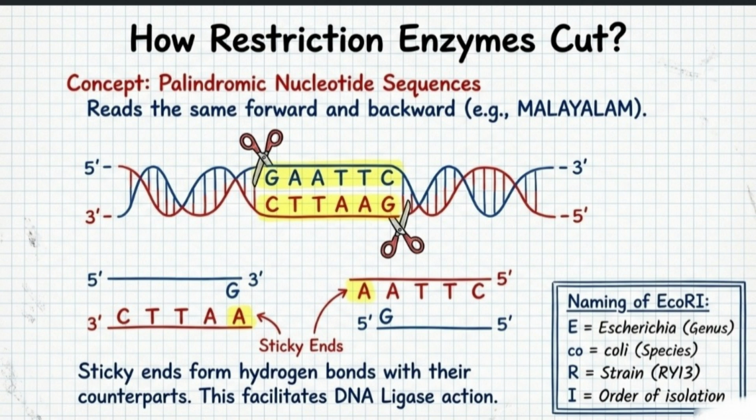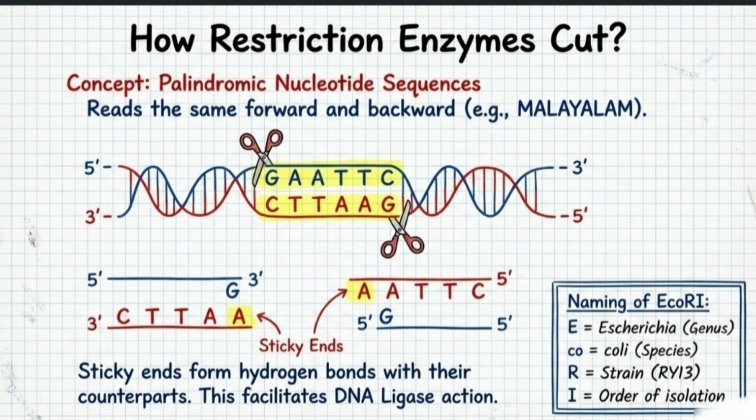Now, restriction enzyme EcoRI recognizes this specific sequence, GAATTC. It cuts between G and A on both strands. After cutting, it forms sticky ends. These sticky ends have overhanging bases that can form hydrogen bonds with their complementary sequences. This helps DNA ligase to join DNA fragments together easily.